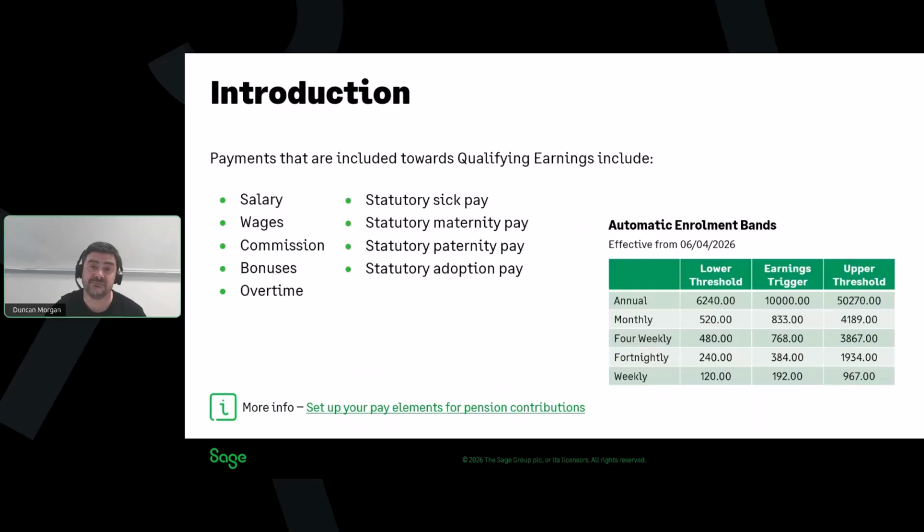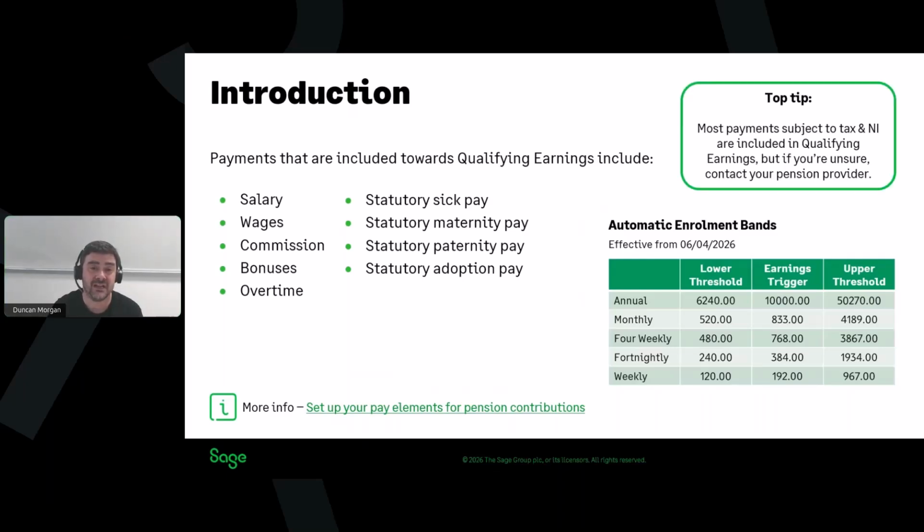But it would include items such as overtime and commissions, which perhaps wouldn't be included in other types of pension scheme. And the top tip, a rule of thumb here, is that most payments that are subject to tax and national insurance also count towards qualifying earnings. But if you are unsure, or if you have a query around a specific element of pay, we would suggest you contact your pension provider and get them to clarify whether that should be included in pension contributions or not.